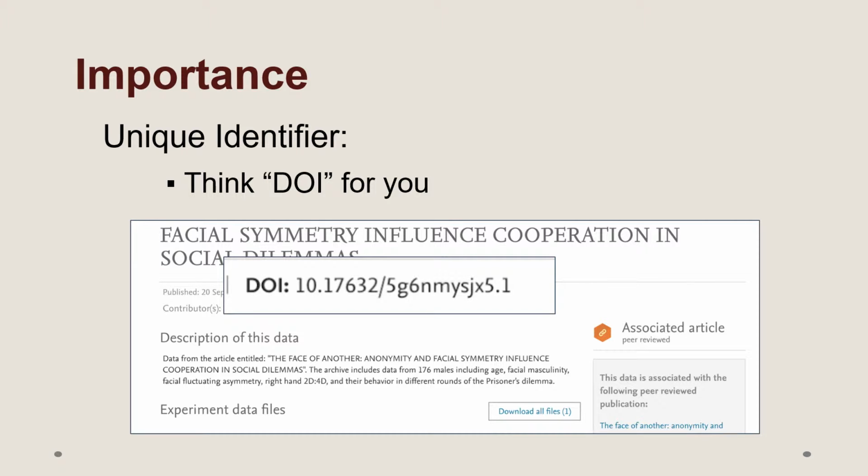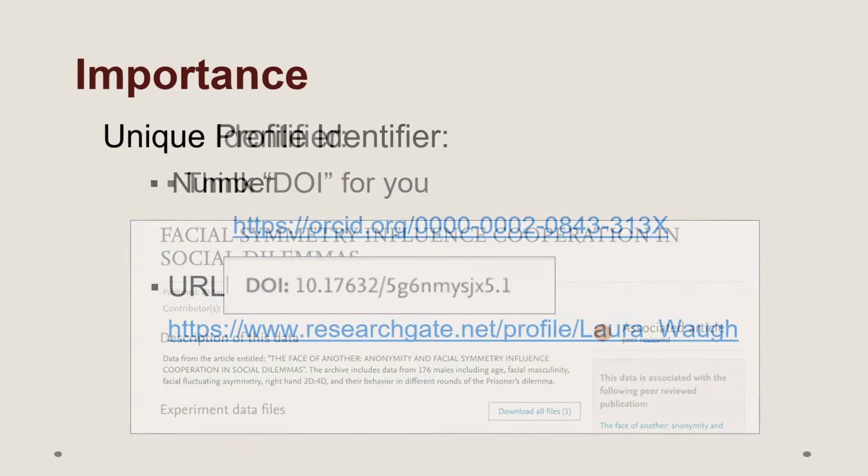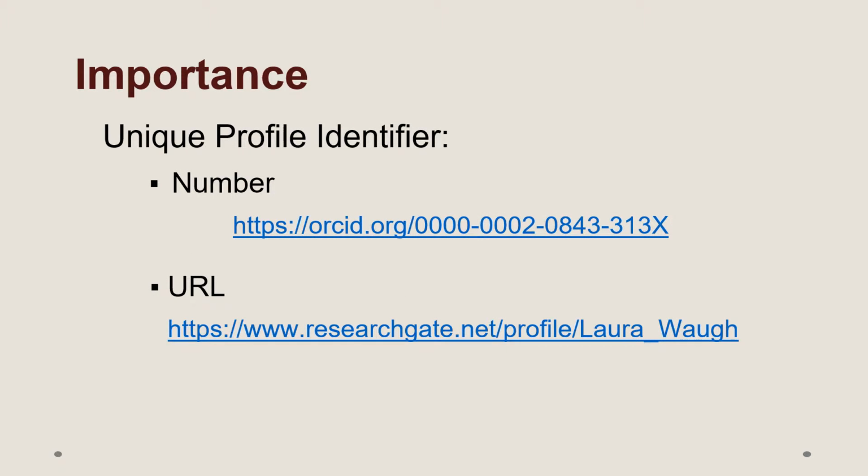Think of a researcher profile as a unique identifier or as a DOI for you. Typically, they will assign either a number or a URL when you're creating your researcher profiles.